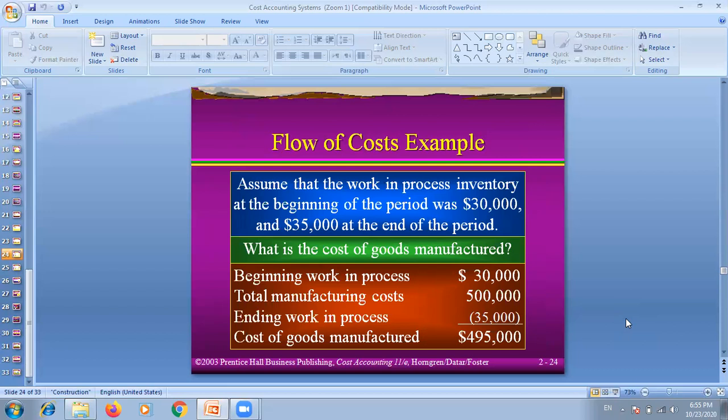So beginning work in process 30, I will add to 500, it gives 530. I will deduct the ending 35 to give cost of goods manufactured, wholly manufactured, because the work in process at beginning, I completed it. What remained as work in process at end, I deducted it. So this is cost of goods manufactured during the period.